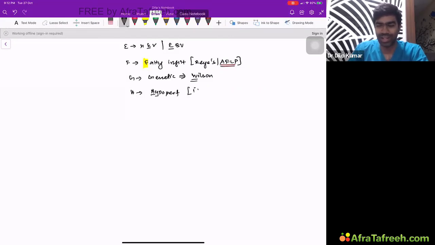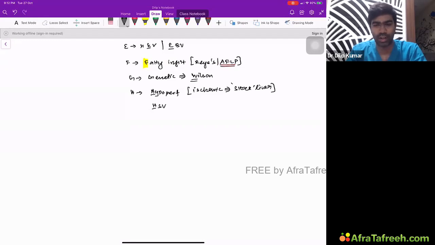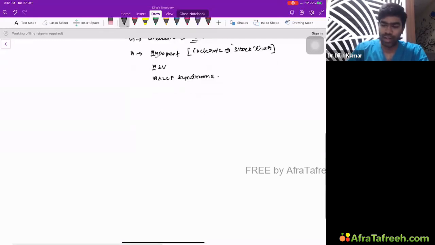Hypoperfusion means we're talking about ischemic hepatitis. I told you there is a term called ischemic hepatitis, also called shock liver. I talked about that. At the same time, you can get it with non-hepatotropic virus, HSV, typically in immunosuppressed individuals, which can cause hepatitis and acute liver failure, even though it's quite rare. And you can get it in patients with HELLP syndrome, which is again quite rare. Or very, very rarely, you can get it in another disorder called HLH. That's called hemophagocytic lymphohistiocytosis.